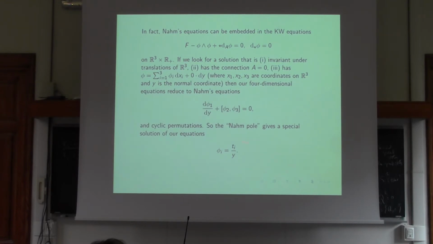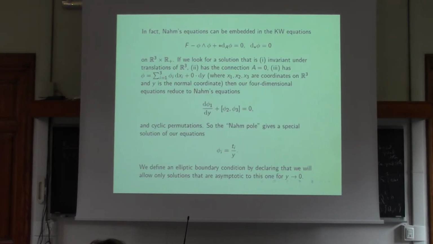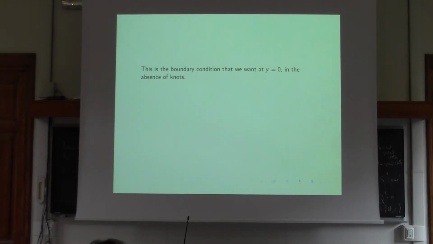So the Nahm pole gives a special solution, which is singular at the boundary. And we define an elliptic boundary condition by declaring that we only allow solutions that are asymptotic to this one as y goes to 0. And that's the boundary condition we want in the absence of knots. And as I told you, in a forthcoming paper, we're actually proving this is elliptic.